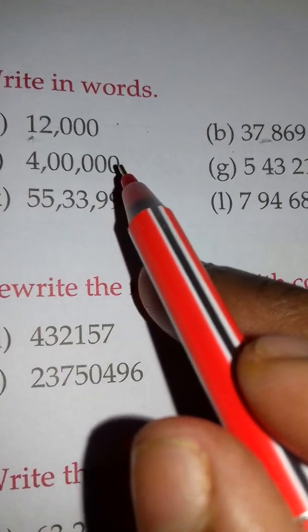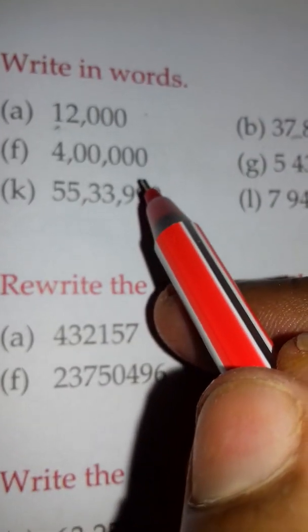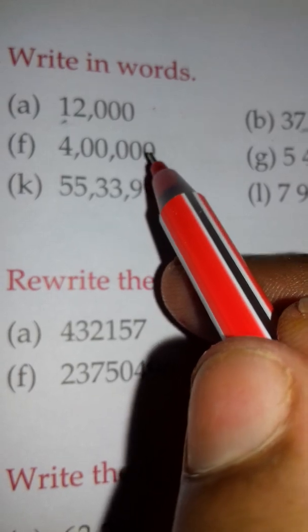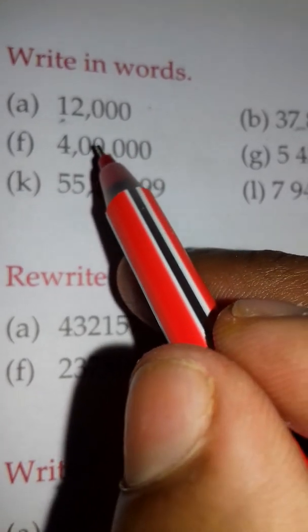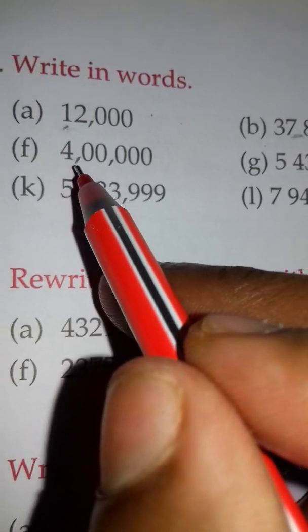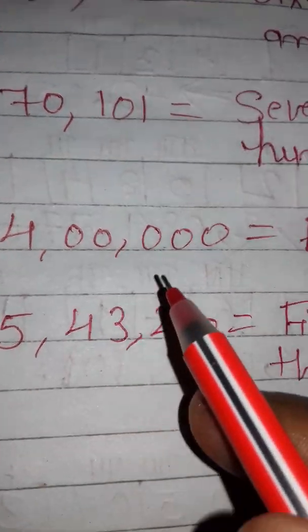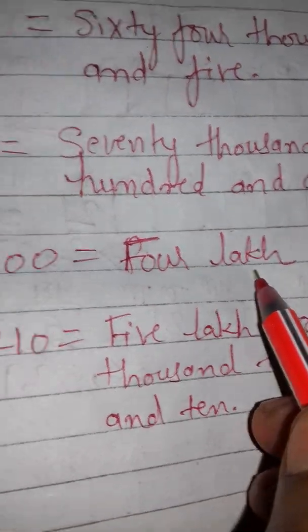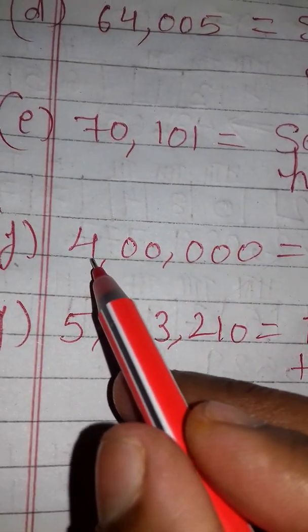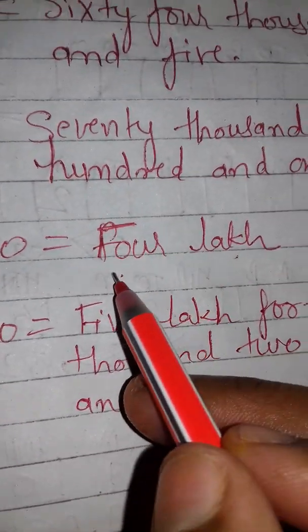In F, it is given 4,0,0,0,0,0. So how will we read this number? Ones, tens, 100, 1,000, 10,000, lakh. It means we will write this as 4 lakh. This 4 shows the lakh place. So we will write 4 lakh.